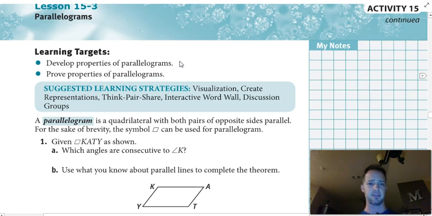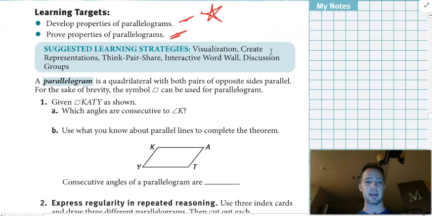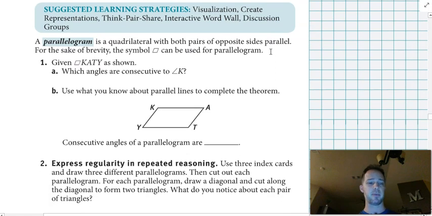So in 15-3, we're going to focus on developing properties and proving properties of parallelograms, mostly developing the properties so that we know how to use them. Proofs are important. We'll use a little bit of congruent triangles to help with that, but our main goal is to know what the properties are. So here we have a parallelogram, question 1. It's a quadrilateral with both pairs of opposite sides that are parallel. So the definition, obviously important, both pairs of opposite sides parallel.